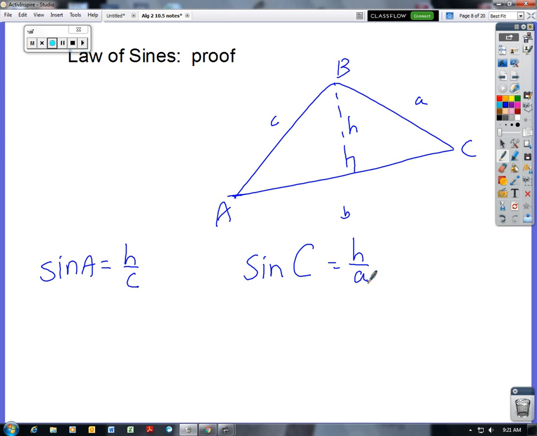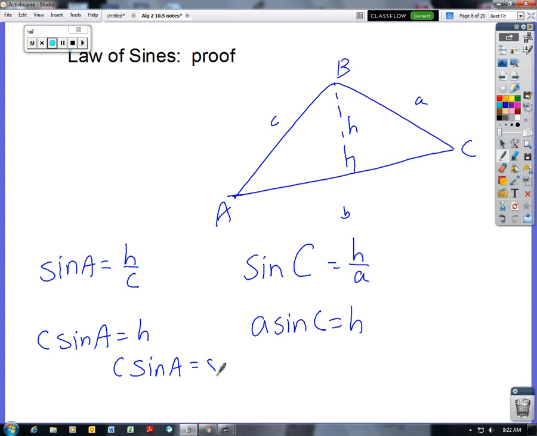That's also opposite over hypotenuse, h over a. Then I notice that I have an h in both of these equations, so I'm going to solve for h on both, by multiplying both sides of this one by a, so I get that. Over here, I'm going to multiply both sides by c, so I get that. Now I can make these two equations equal to each other since they both equal h. I'm going to run out of room, but I'm almost done anyway.